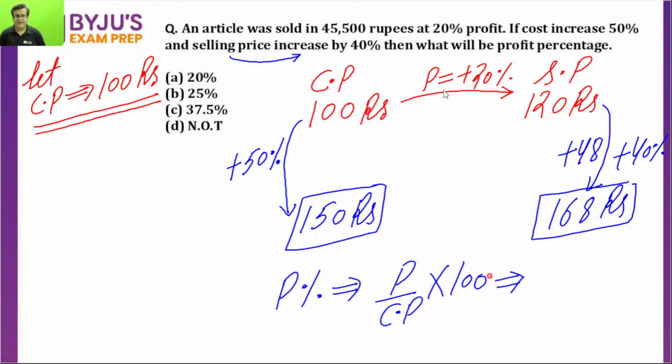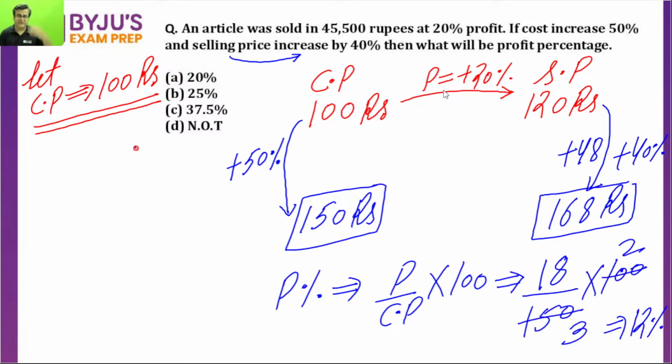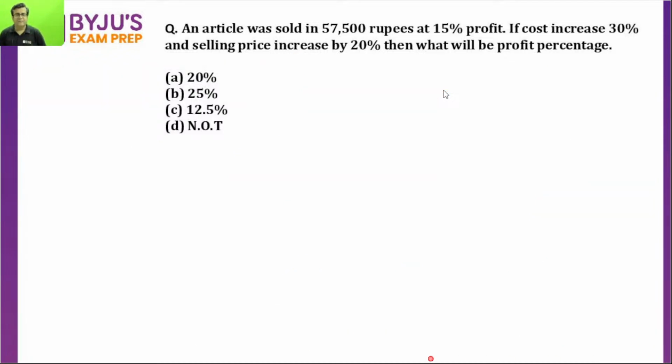Don't just copy and write. If you understand, then write. Profit will be: cost 150, selling 168, so 18 is the profit, upon 150 cost, into 100. That gives 12%, which is the total profit. That's it. Let's move to the next, one more example of the same type. Do it now.